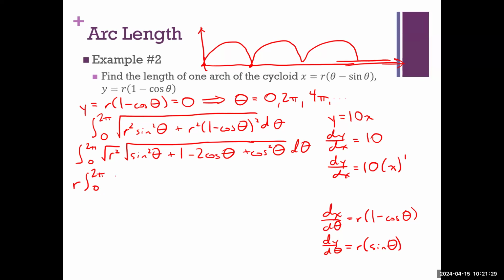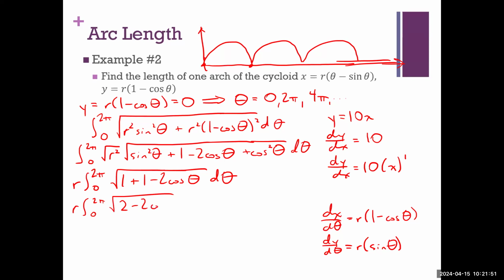I get basically square root of 1 plus 1 minus 2 cosine theta d theta. So r times the integral from 0 to 2 pi of the square root of 2 minus 2 cosine theta d theta. How are we doing so far?